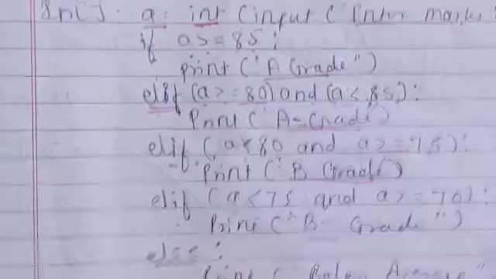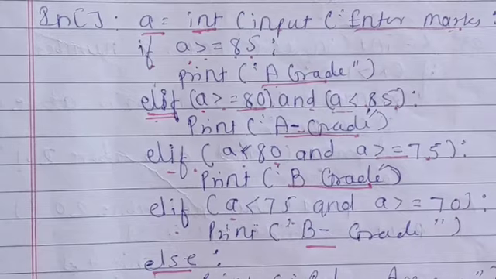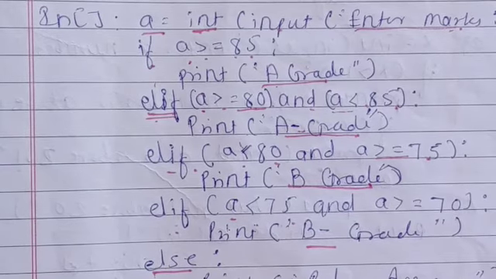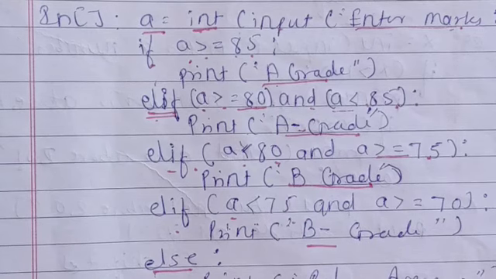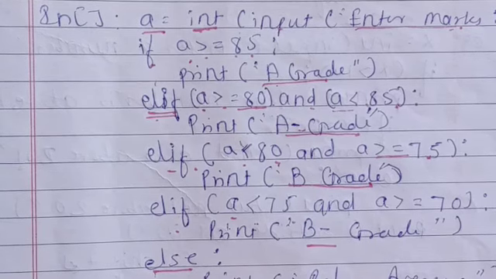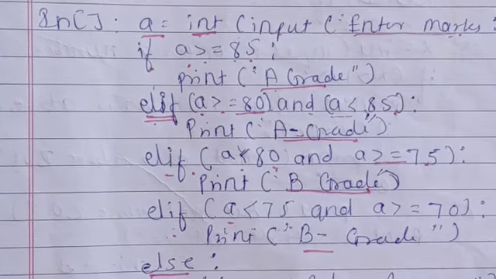Okay, so this was the program for taking input from the user and displaying whether it is A grade, A minus, B or B minus grade, or below average. Hope you understood this program.